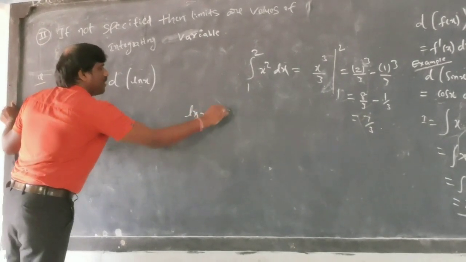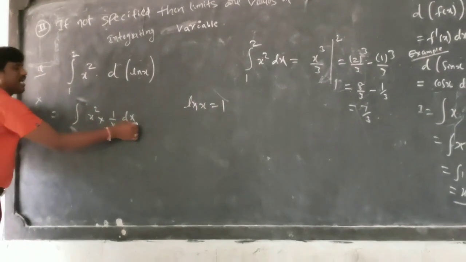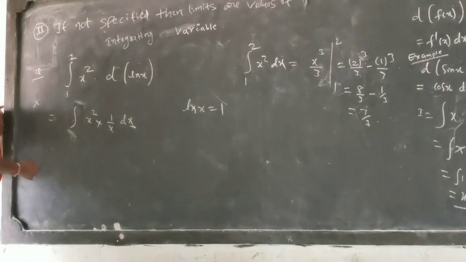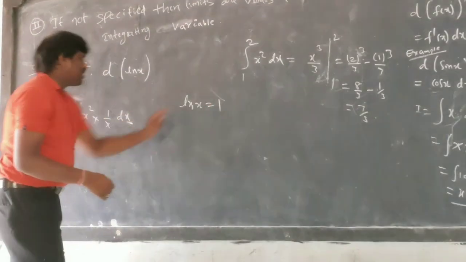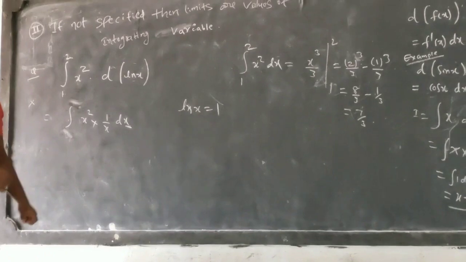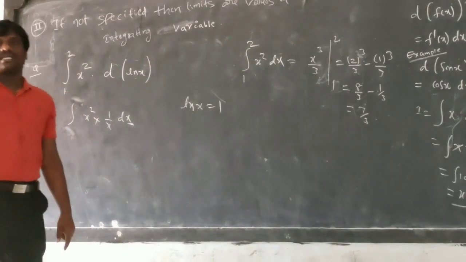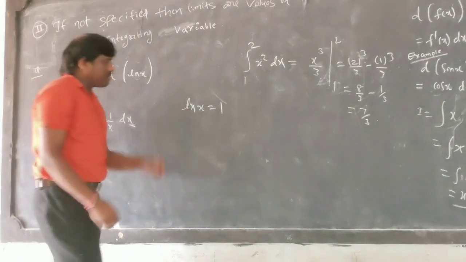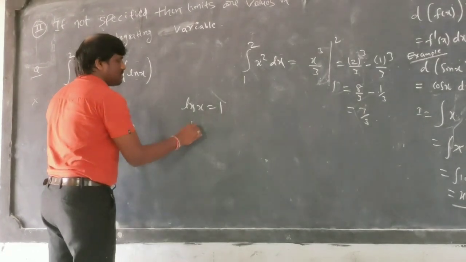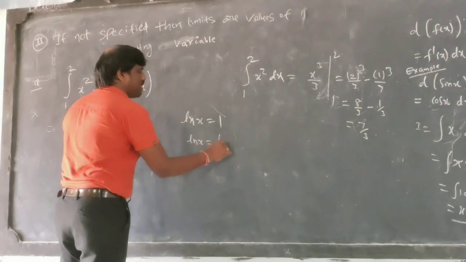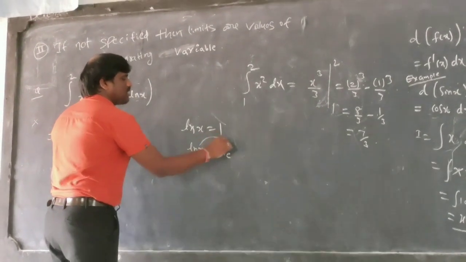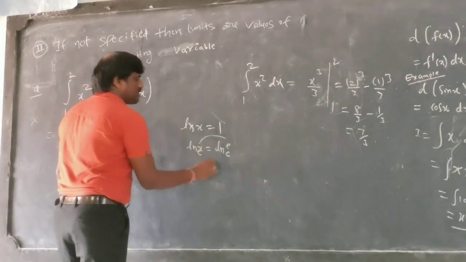ln x is 1. Then what is x? I have to write it with respect to x. So ln x is 1. Then what is x? If ln x is equal to 1, what is x? Tell me. This is nothing but ln x is 1. I can write ln with the base e, right? So x is how much? e, right? So x is equal to e.